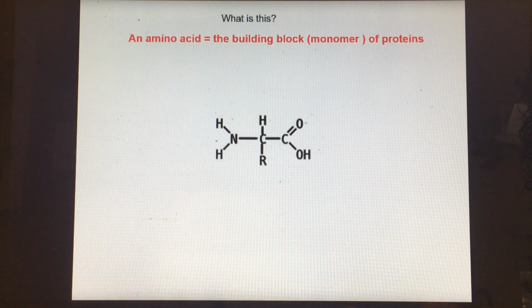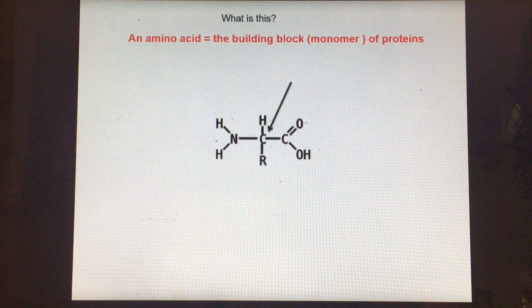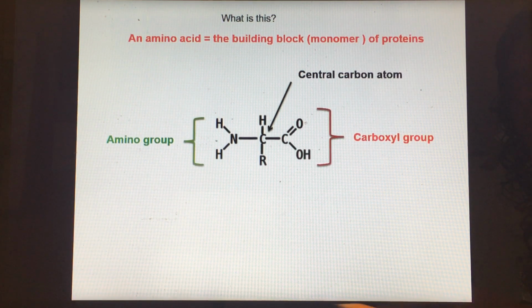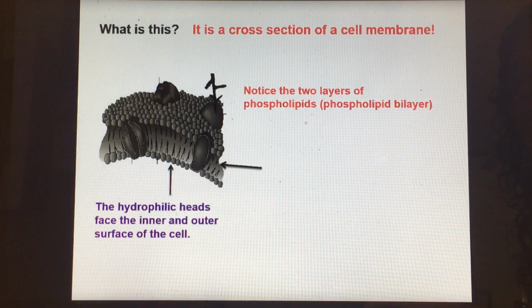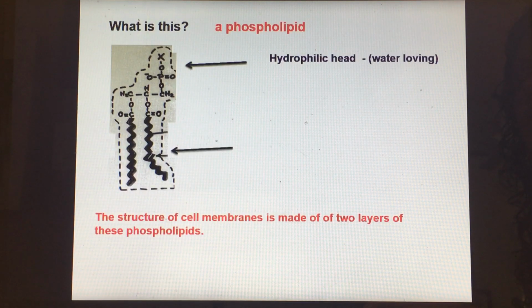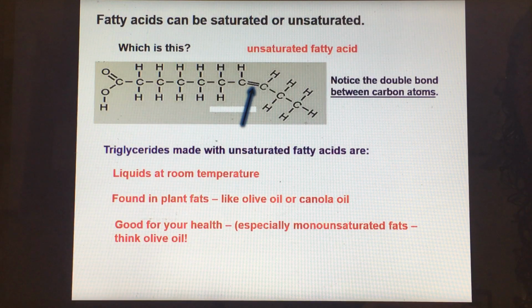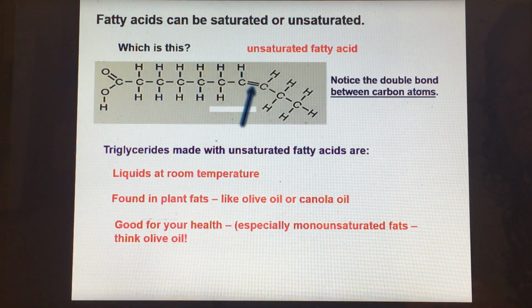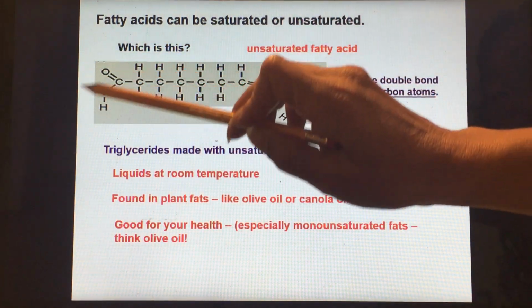This is an amino acid, and it is the monomer of proteins. That's our central carbon atom. What is that? That is our amino group, and that part is our carboxyl group. Now you may have noticed that the carboxyl group is also, if we go back a few slides, found on our fatty acids. So amino acids, fatty acids, the reason they both end in the word acid is because they have this carboxyl group.